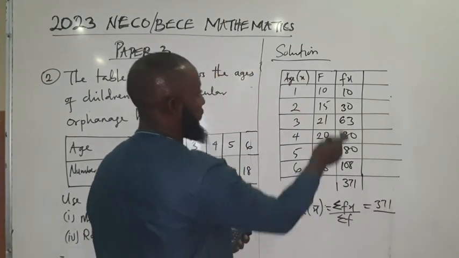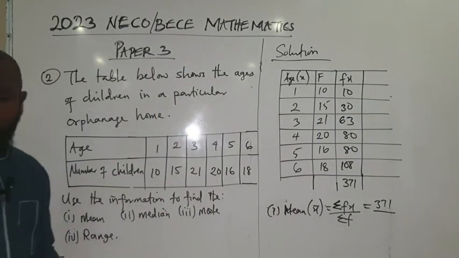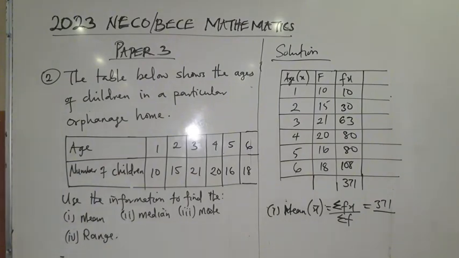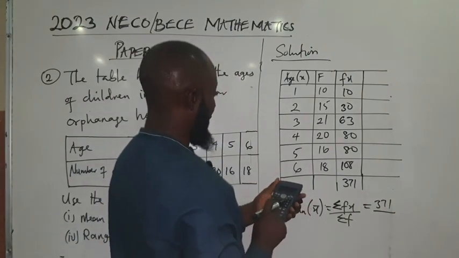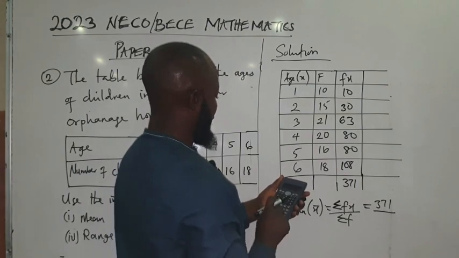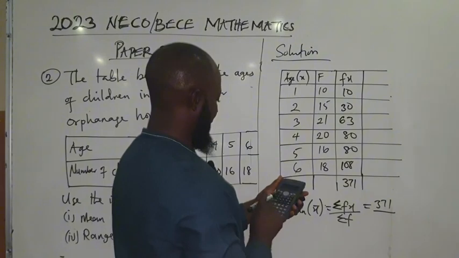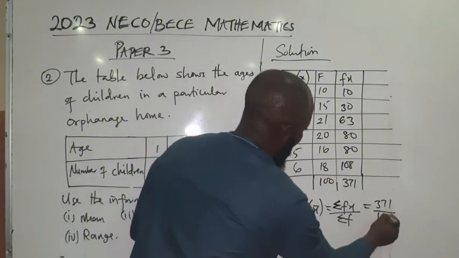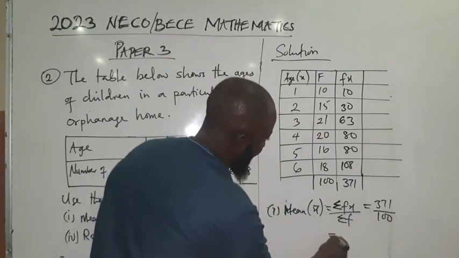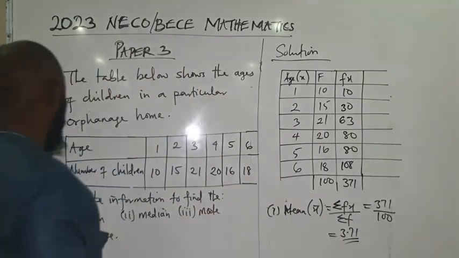So that is 371 divided by sum of f. That is the sum of the frequency, which will give us the total number of children in the orphanage home. I hope I'm making sense. So we add this together as well: 10 plus 15 plus 21 plus 20 plus 16 plus 18. That gives us 100. So we divide by 100, which will then give us 3.7. That is the mean. So we have calculated the mean.